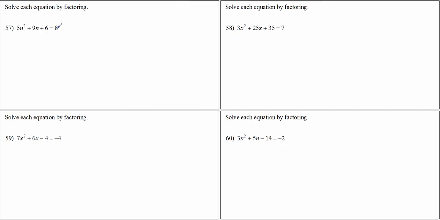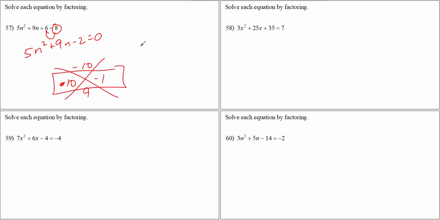This one here, move the 8 over. So I get 5n squared plus 9n minus 2 equals 0. Let's solve it. Negative 10 up top, a times c. 9 in the bottom. It's positive 10 and negative 1. That was actually pretty easy. Let's take these numbers and flip them. Negative 10, positive 1. Divide by a. Flip and divide. Reduce. Negative 10 divided by 5 is negative 2. 1 divided by 5, can't reduce that. And we're done.